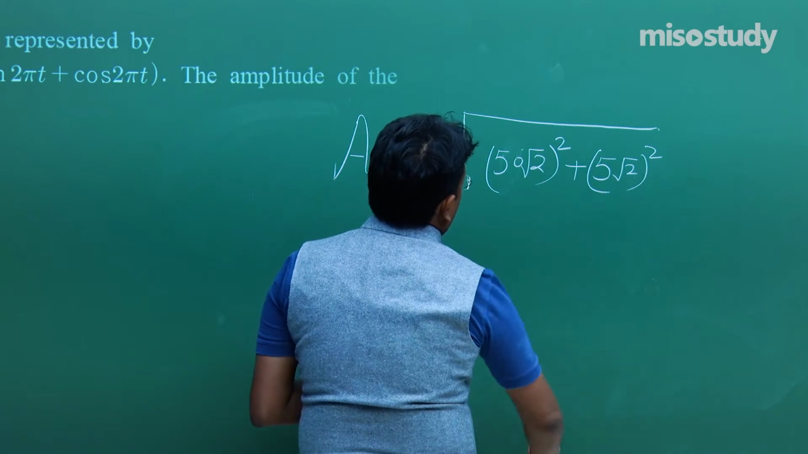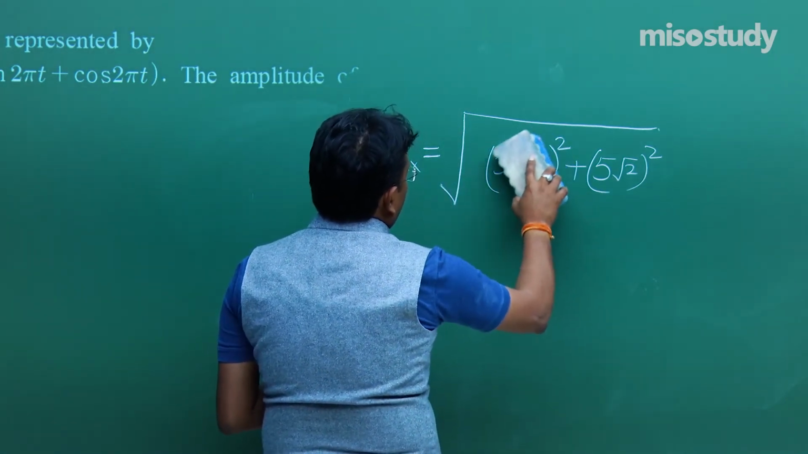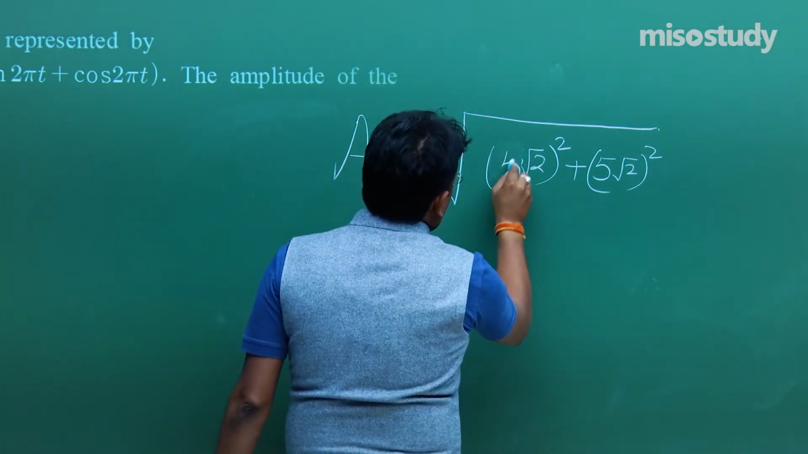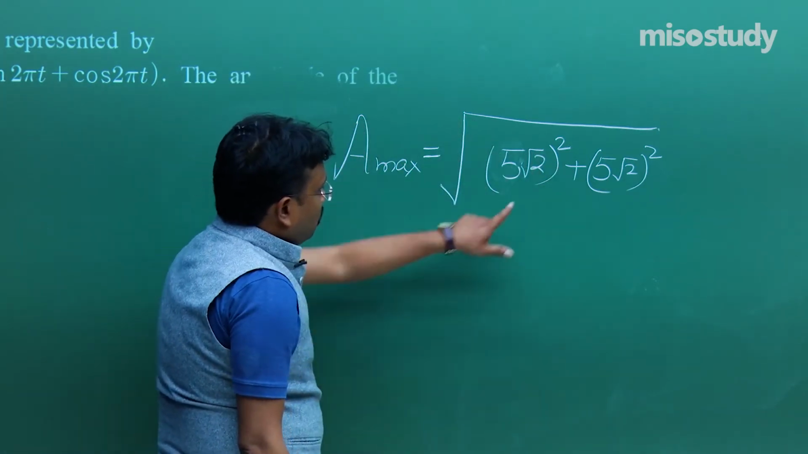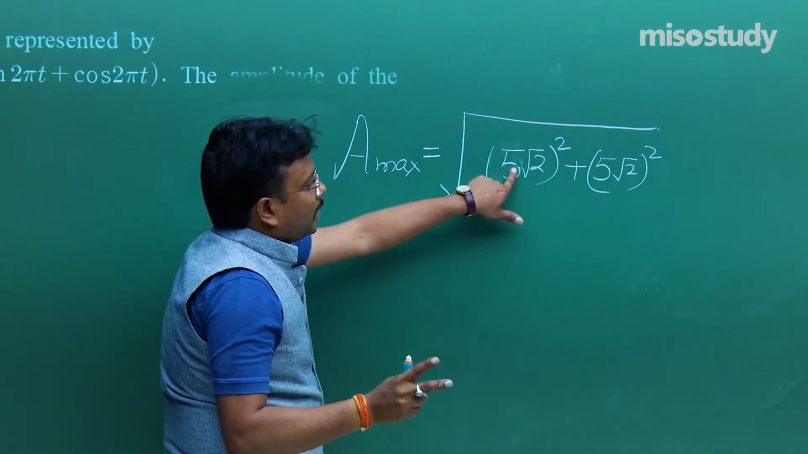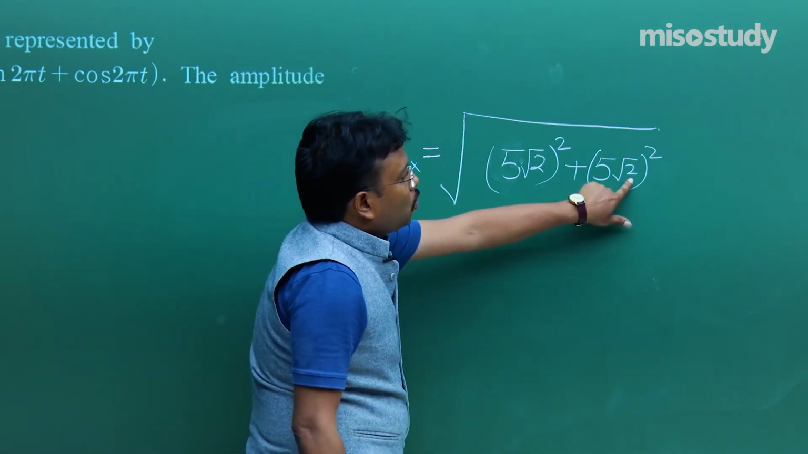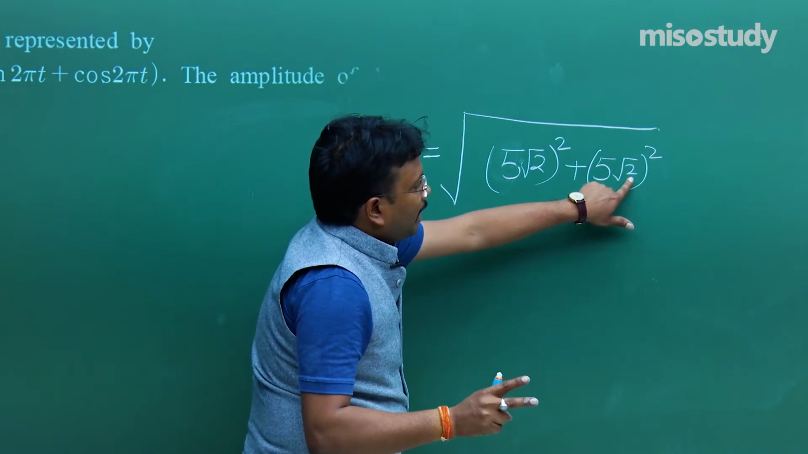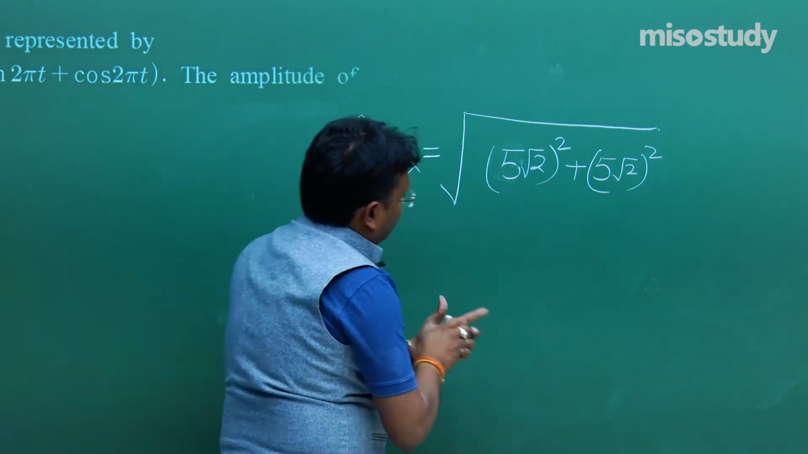Yes, 5 is correct because the value is given as 5 root 2. So root 2 squared will give you 2, and 5 5s are 25. 25 multiplied by 2 will give you 50. So, 50 plus 50.